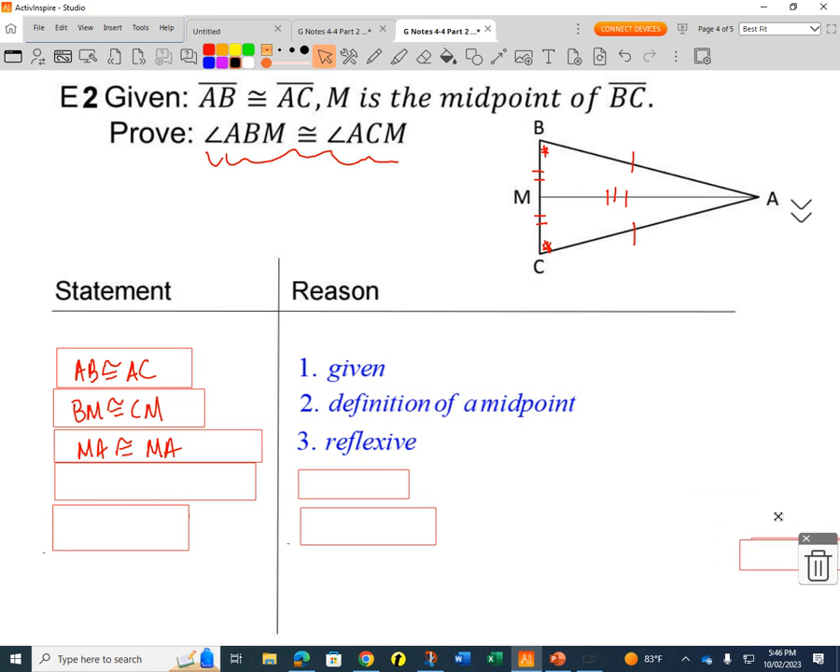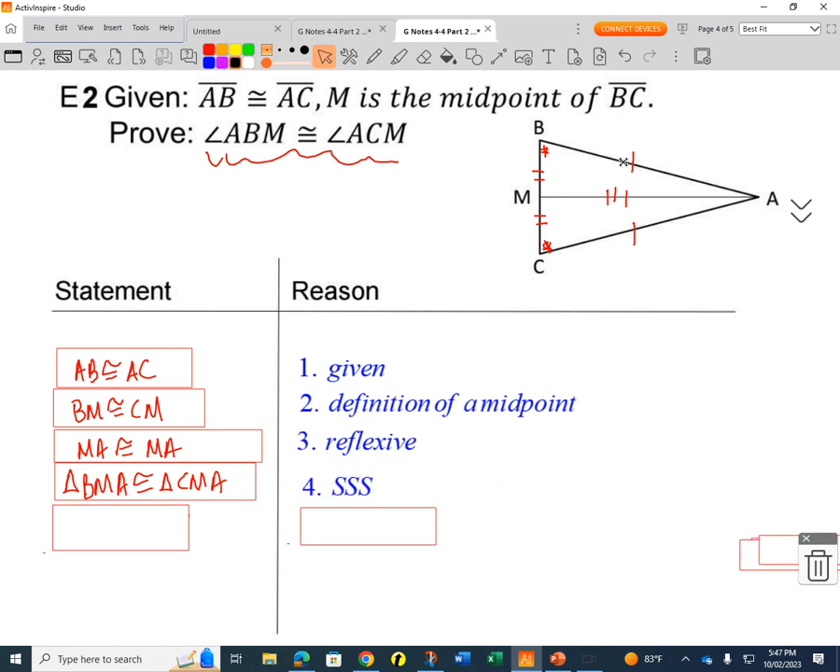MA is congruent to MA, and that's the reflexive property. So now we can say that these two triangles are congruent because we have three sides that are congruent. Each of these represents three sides. So we're going to say triangle BMA is congruent to triangle CMA, and that is by side, side, side, because all three sides are congruent.